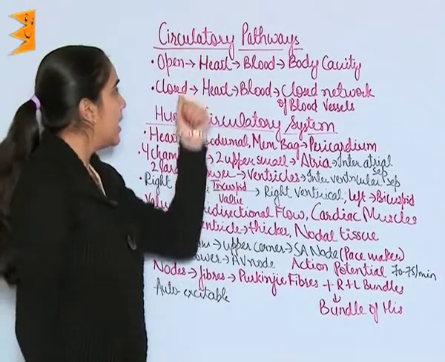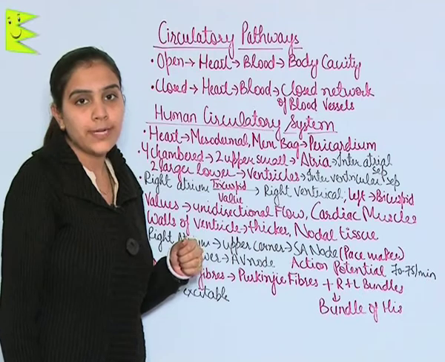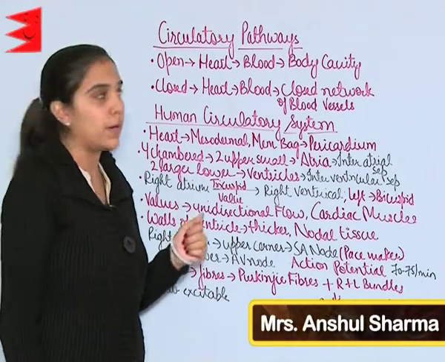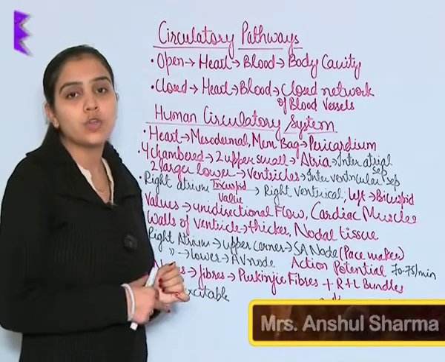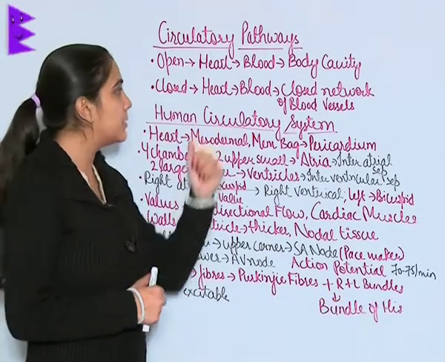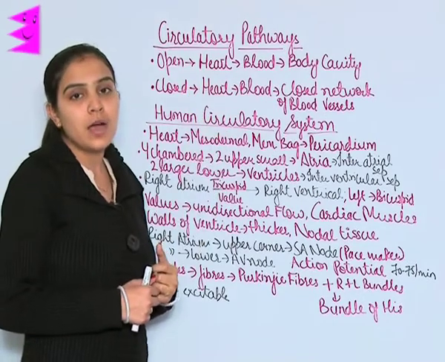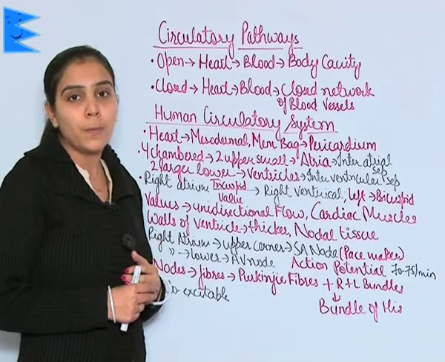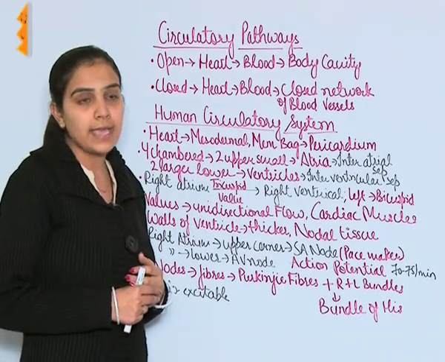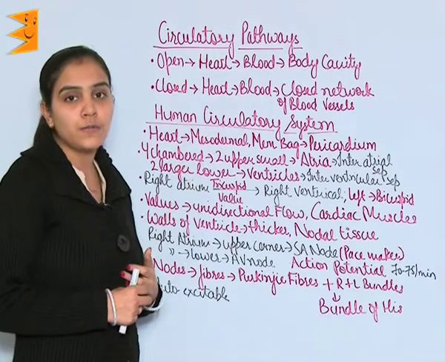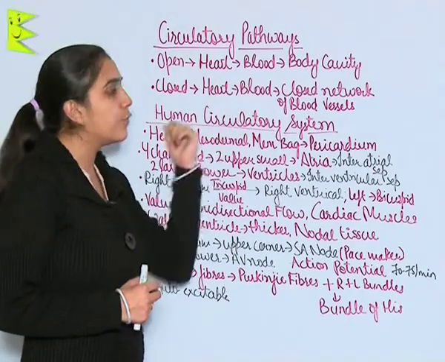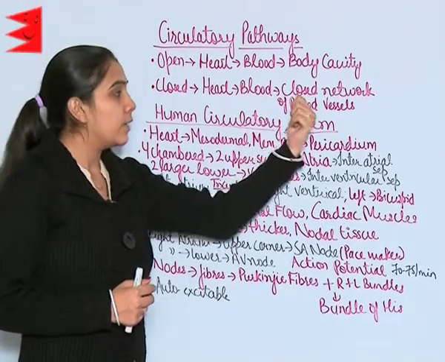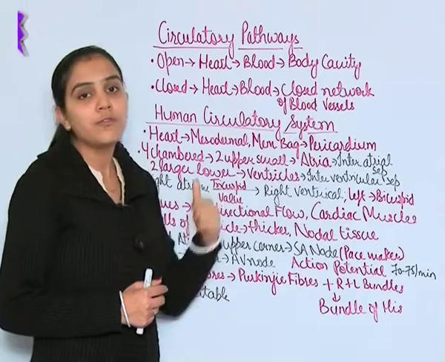Circulatory pathways. There are two types of circulatory pathways, open circulatory pathway and closed circulatory pathway. Open circulatory pathway is observed in lower animals. In this, the blood from the heart is pumped out directly into the body cavity or the open spaces called sinuses, whereas in a closed circulatory system, blood from the heart is pumped out through the body with a closed network of blood vessels.